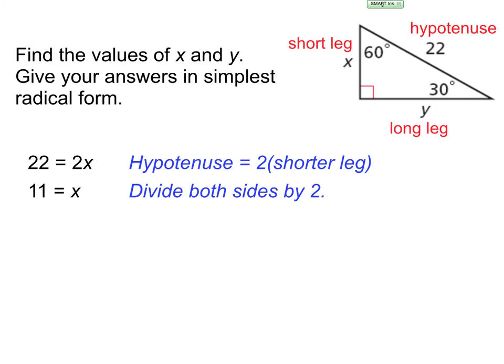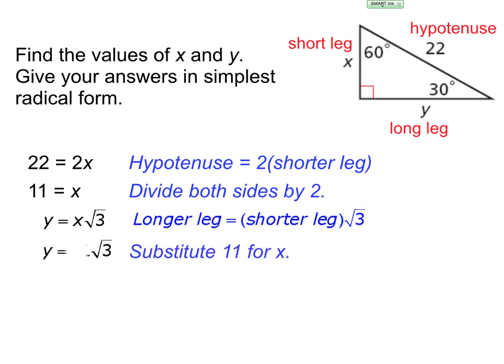Okay, and then the long leg is the short leg, which we now have 11 times the square root of 3. That's it. Only on a triangle with the angles of 30 degrees, 60 degrees, 90 degrees.